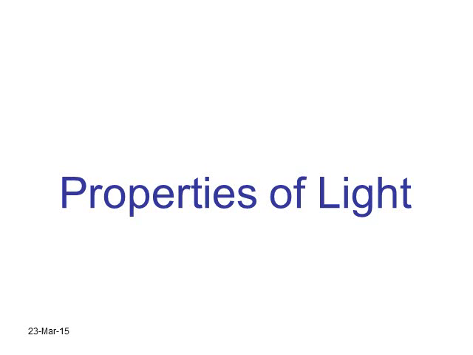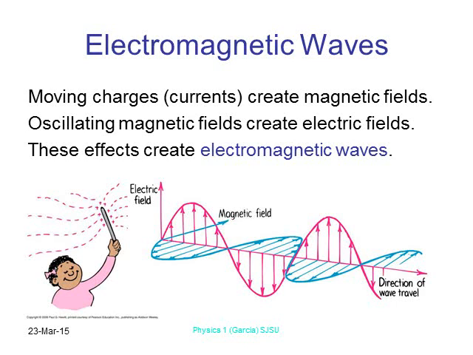Okay, this video is on the properties of light. So, light is an electromagnetic wave. It's a small band of electromagnetic waves at a certain frequency that make up visible light, what we can see. To create an electromagnetic wave, moving charges or currents create a magnetic field, and then an oscillating magnetic field creates electric waves. That will create an electromagnetic wave.